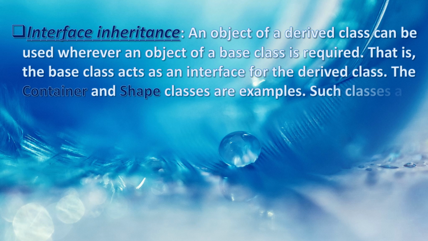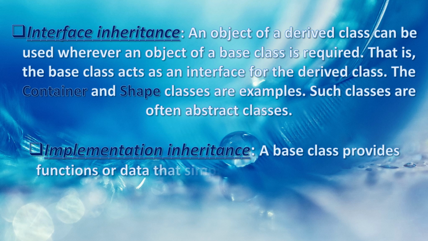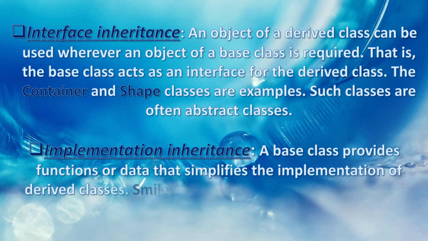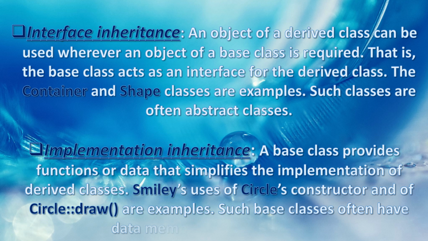That is, the base class acts as an interface for the derived class. The container and shape classes are examples. Such classes are often abstract classes. Implementation inheritance: a base class provides functions or data that simplifies the implementation of derived classes. Smiley's uses of Circle's constructor and of Circle::draw are examples. Such base classes often have data members and constructors.